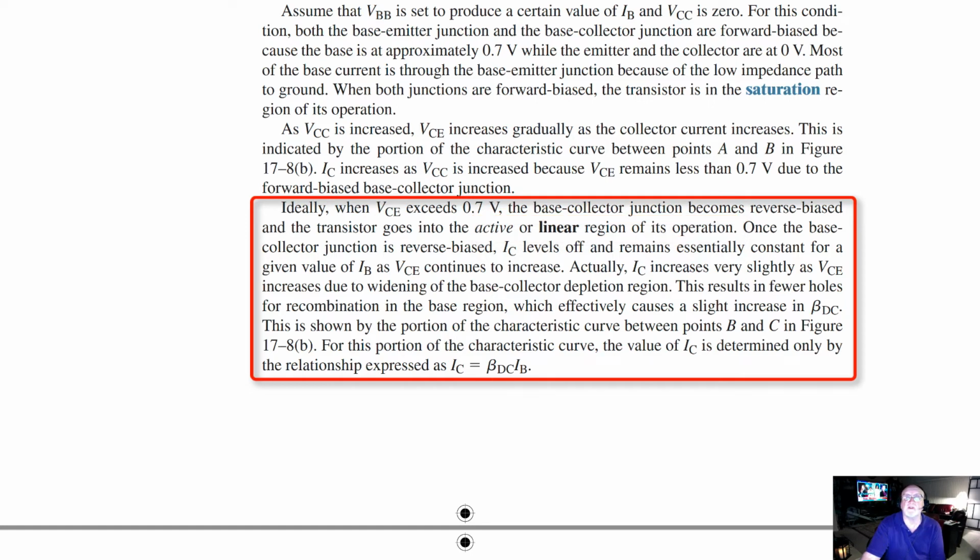Actually, I sub C increases very slightly as VCE increases due to a widening of the base-collector depletion region. This results in fewer holes for recombination in the base region, which effectively causes a slight increase of beta DC. This is shown by the portion of the characteristic curve between points B and C in the figure. For this portion of the curve, the value of I sub C is determined only by the relationship I sub C equals beta DC times I sub B.